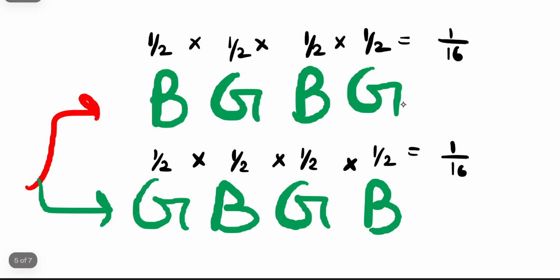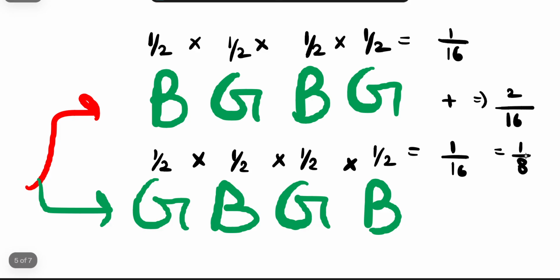So here, either this can happen or this can, so they are mutually exclusive, so we have the sum rule here. If we simply apply the sum rule, it comes out to be 1 by 16 plus 1 by 16, that is 2 by 16, or 1 by 8. So our final answer comes out to be 1 by 8.